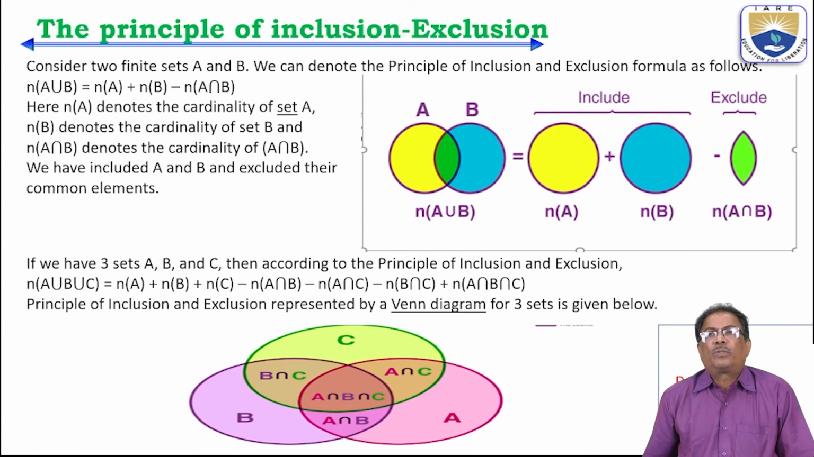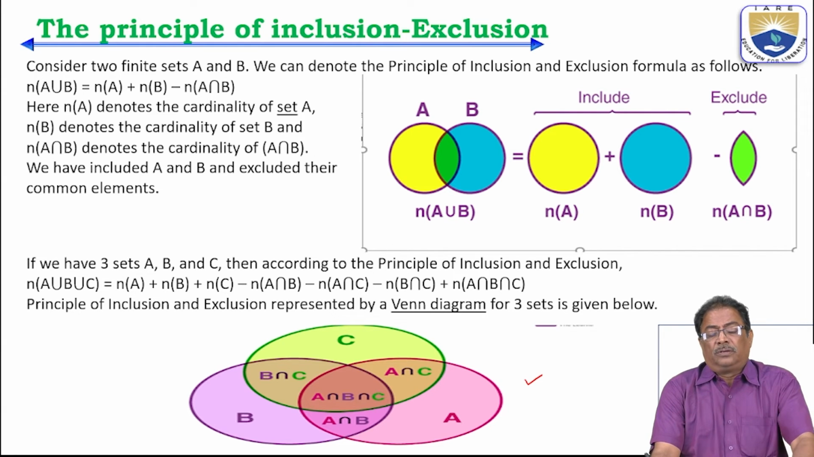Now we are going to discuss another topic, the principle of inclusion and exclusion. What is the principle for 2 sets A and B? What is the formula for the principle of inclusion and exclusion for 3 sets A, B and C? Next after that, what is the principle of inclusion and exclusion for n sets? Let us concentrate first on 2 sets, 3 sets. After that we'll go for n sets.